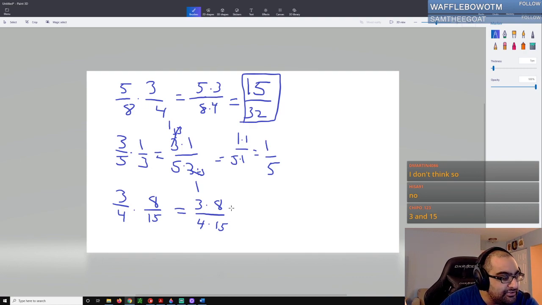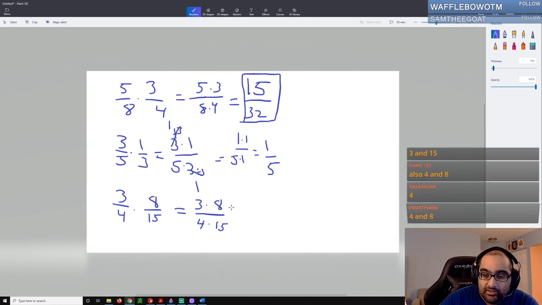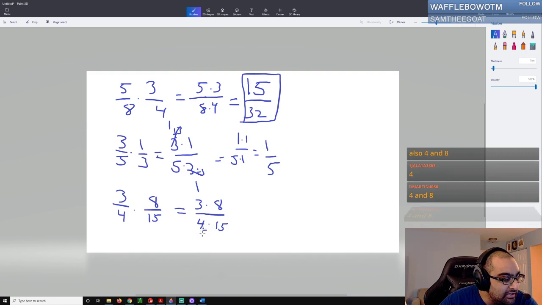3 and 15, okay, that's correct. What can we divide by there? Okay, 4. So we can divide 4 and the 8 here. So we can divide this by 4. You can also divide this by 4. All right, so here we get 4 divided by 4, which is 1, and 8 divided by 4, which is 2.